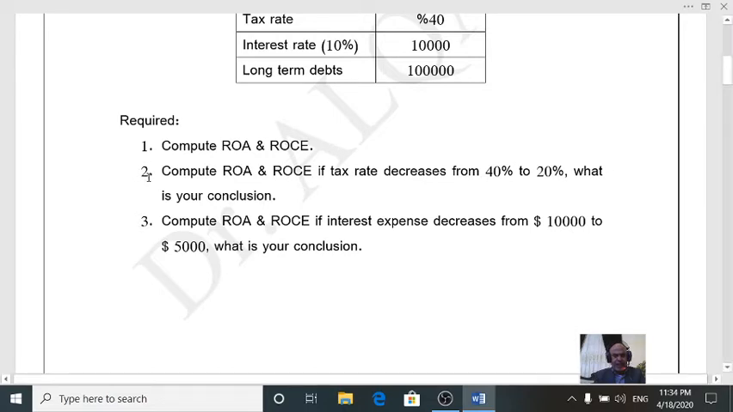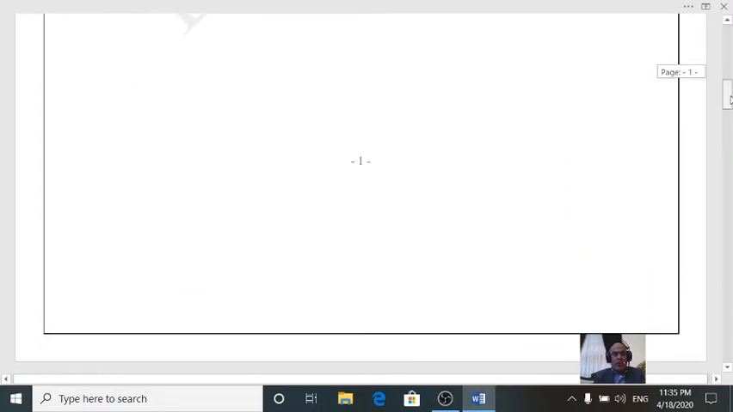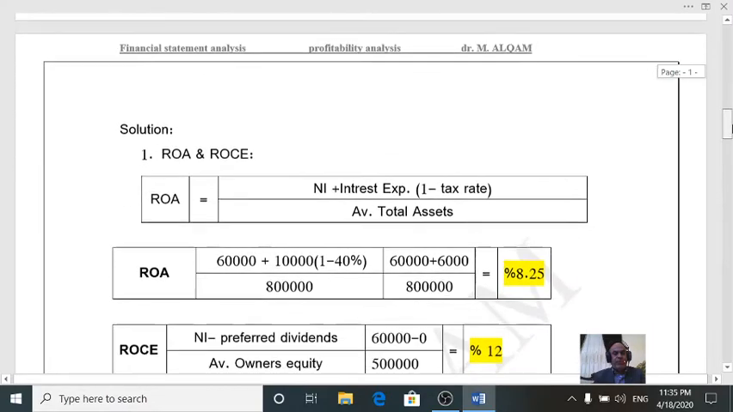The second point, we need to compute return on assets and return on common equity if the tax rate decreases from 40% to 20%. What is your conclusion after that? And then we need to compute return on assets and return on common equity if interest expense increases or decreases from $10,000 to $5,000. Now we will present the solution.